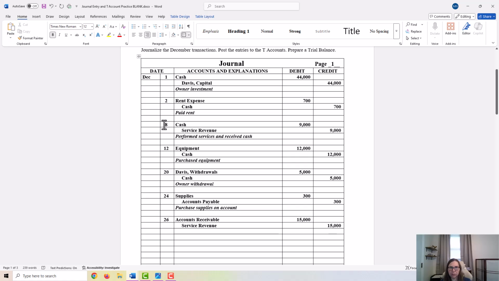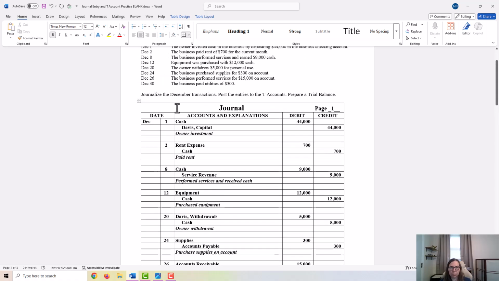So it's the same entry as up here. The only difference is it is accounts receivable instead of cash. And then there's one more entry.